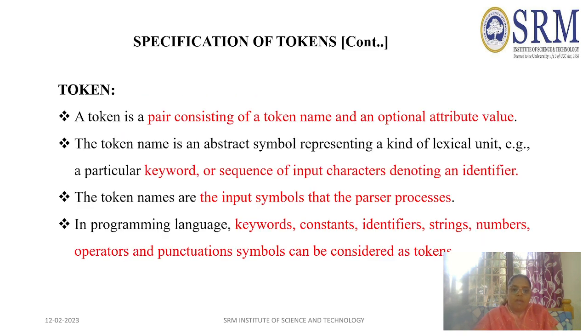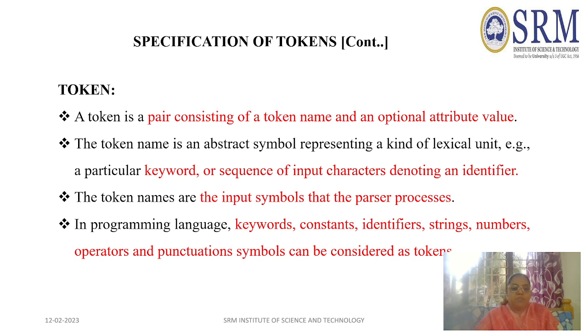So coming to token, a token is a pair consisting of a token name and an optional attribute value. So it is going to be the combination of these two: the token name will be there and it has its attribute value, which is an optional one. So it is an abstract symbol, a kind of lexical unit.